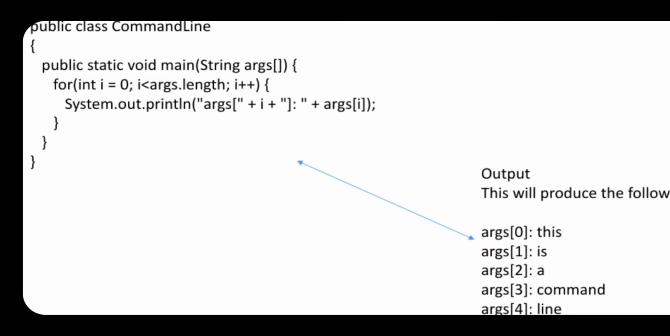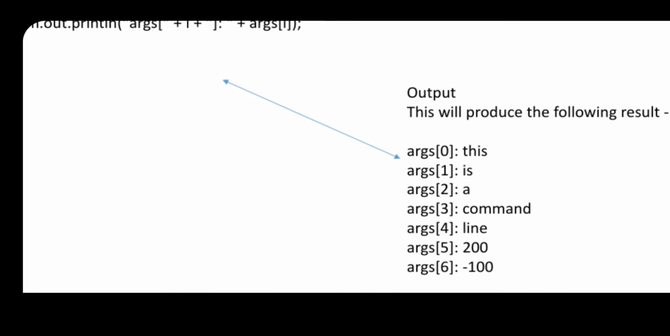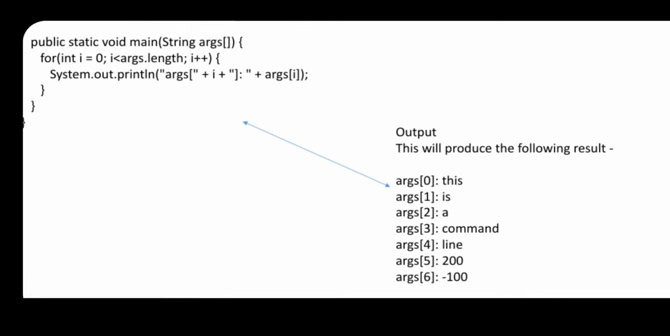So args.length, args meaning arguments, is 7. Whether 0 is lesser than 7, so arguments of 0 is equal to whatever the value is, argument of 0 will be displayed. So hence you are going to have a simple example here, one by one.